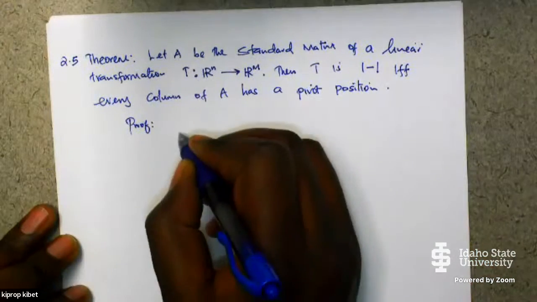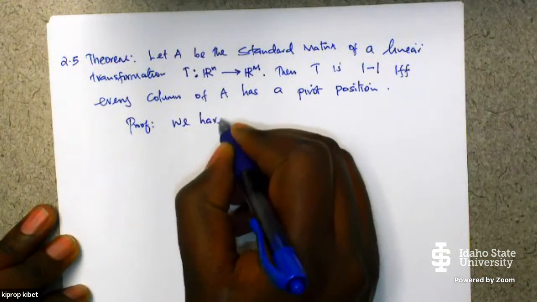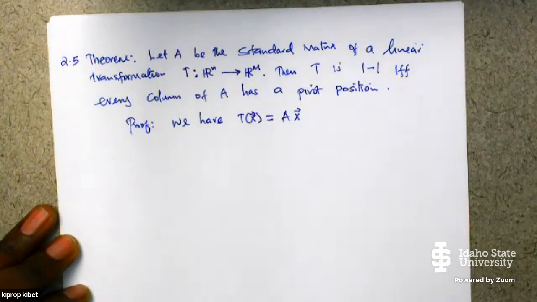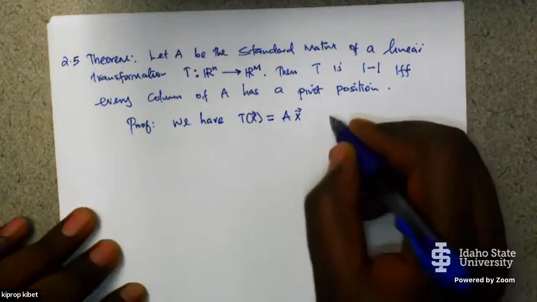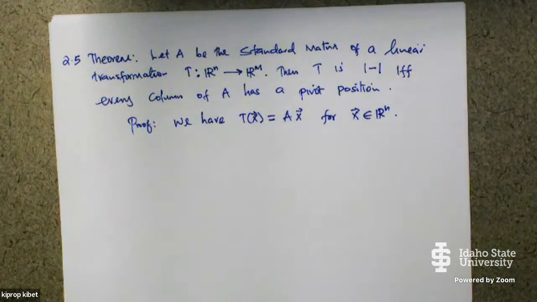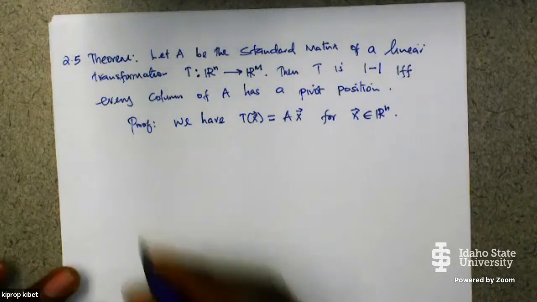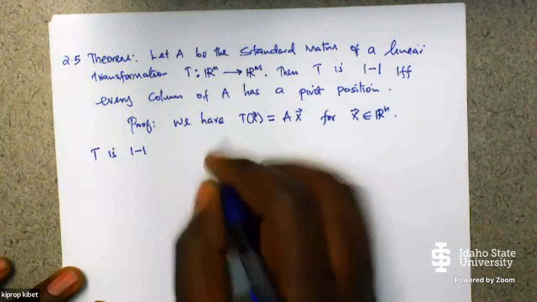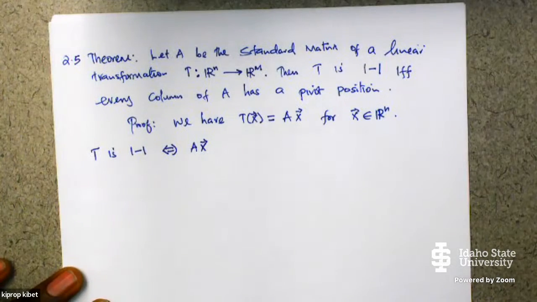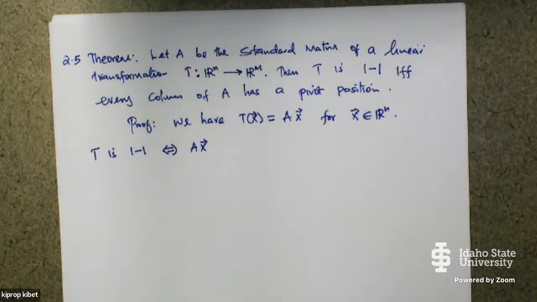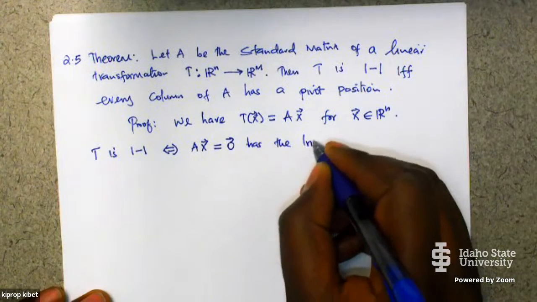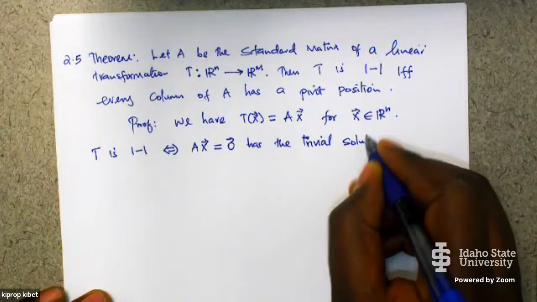Okay, so if we have T of X equals A of X, for this X, which is in Rn, then T is 1-to-1 if and only if the homogeneous matrix equation has the trivial solution only.